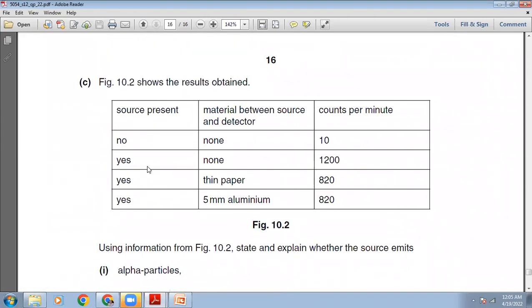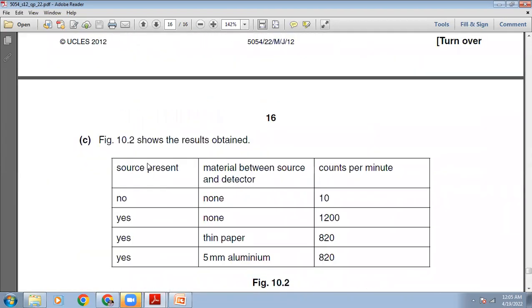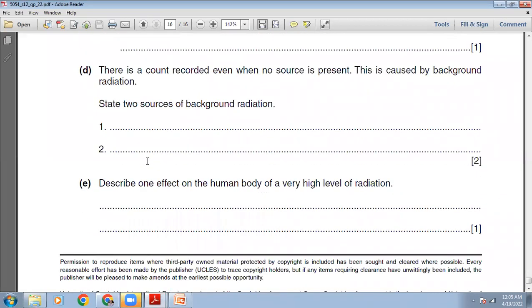I think it is question number 10. Yes, we are doing it. Then he says there is a count recorded even when no source is present. This is caused by the background radiation. State two sources of the background radiation.